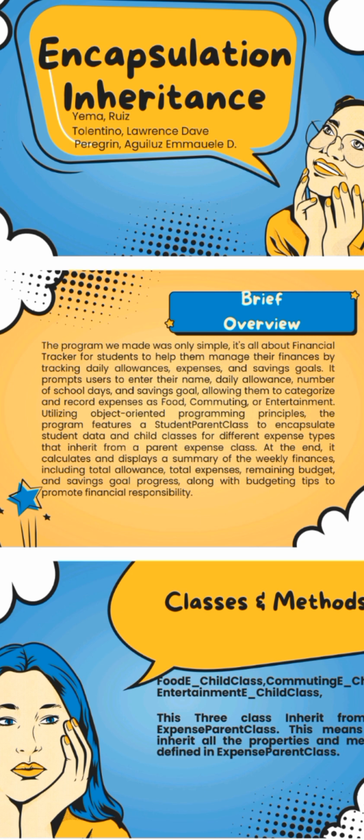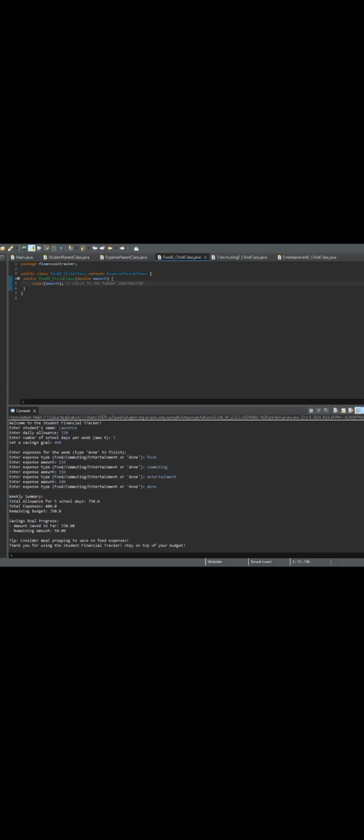The program features a student parent class to encapsulate student data and child classes for different expense types that inherit from a parent expense class. At the end, it calculates and displays a summary of the weekly finances including allowance, total expenses, remaining budget, and saving goal progress, along with budgeting tips to promote financial responsibility.